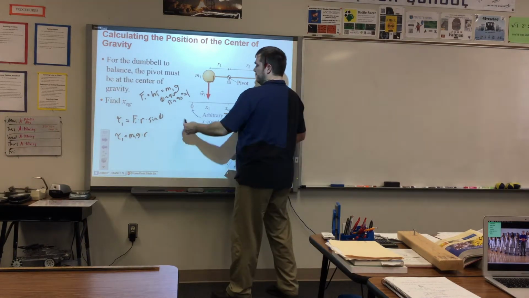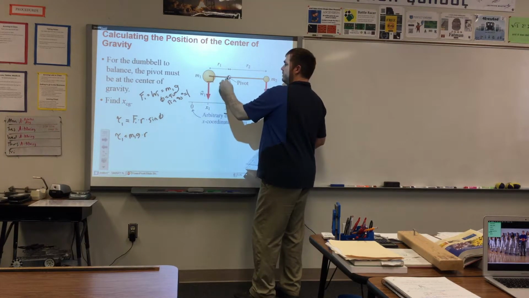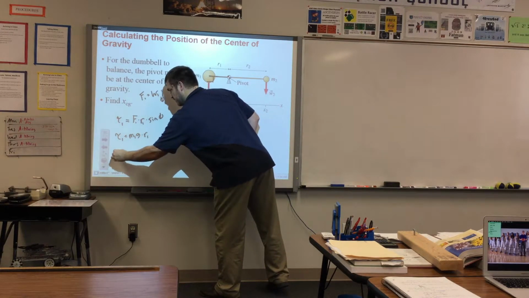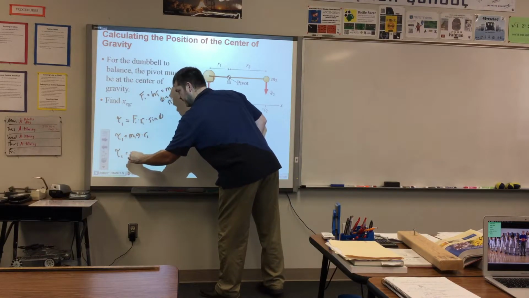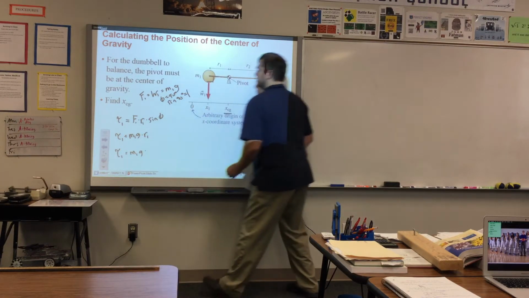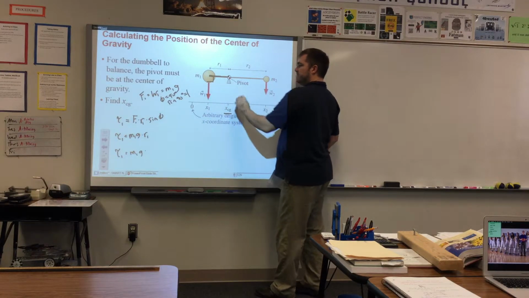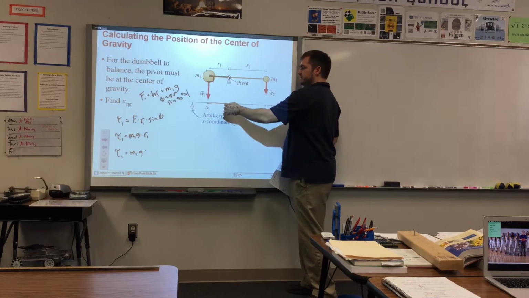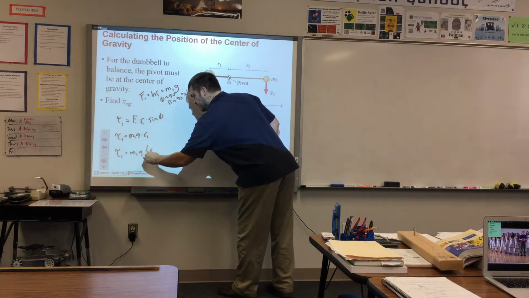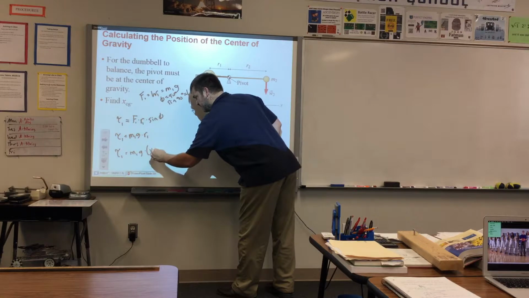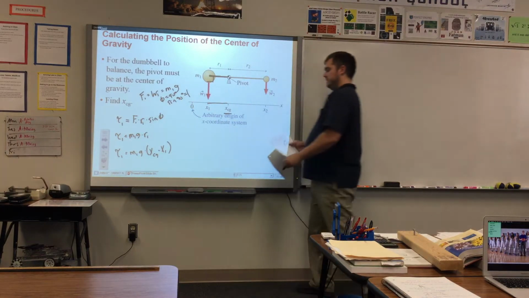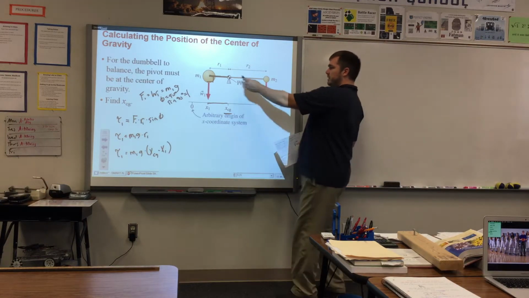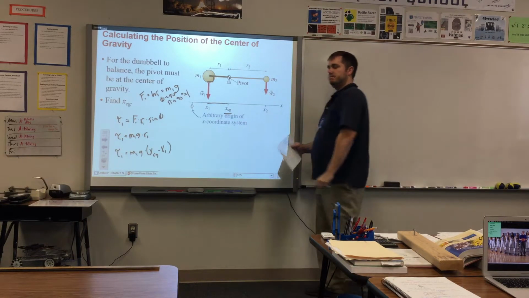Okay? And now, what's this R1 distance right here? Torque 1 equals mass 1 times G times... Anybody know on a number line? XCG minus X1. That is correct. This is the difference between those two. So XCG minus X1. That is the torque on the bar caused by mass 1.